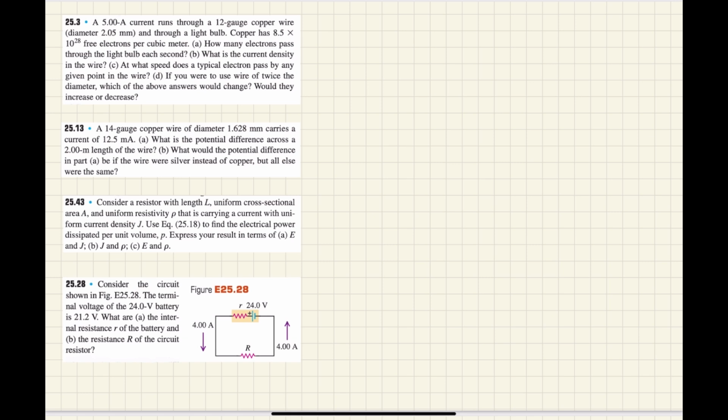For this first one, 5 amp current runs through a 12 gauge copper wire with a diameter. Copper has 8.5 times 10 to the 28 free electrons. Okay, so this is that formula I told you about, which is the current is equal to nevda, the Nevada formula. We know n is 8.5 times 10 to the power of 28. And then we know e is the charge of an electron, which you should know because it's on the equation sheet. You can just plug that in.